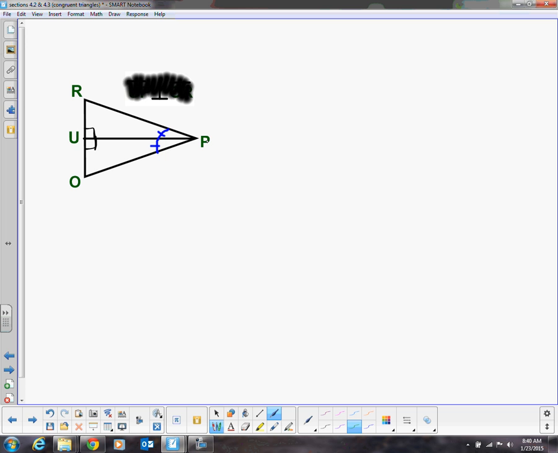How do you know RP is congruent to PO? What tells you that? Nope, HL tells you triangles are congruent. What can you get from that diagram? There's only two things you can get from a diagram. RU and UO is congruent. How do you know that? Because of the 90 degrees. There are no perpendicular lines. UP is congruent to UP.